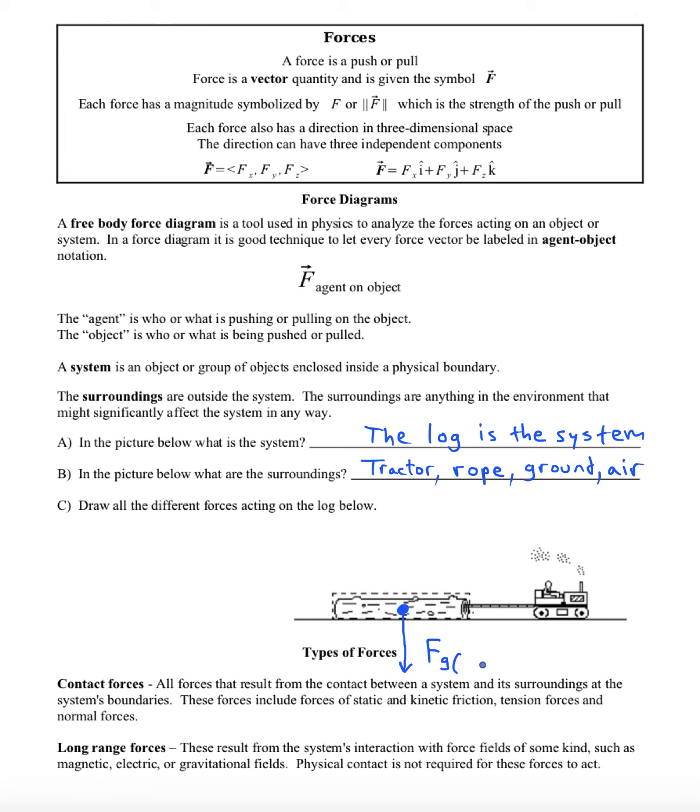Next, I'll say who is doing the pulling. That's Earth. And then we'll say on. And then we have to write who is feeling this pull. We could put log, or perhaps system, because the system is the log.